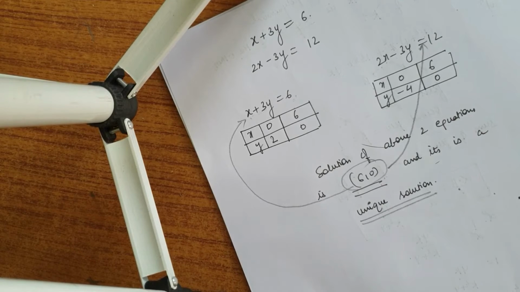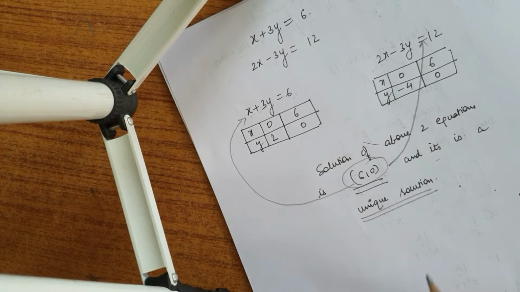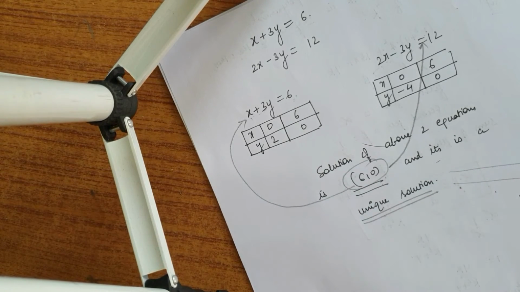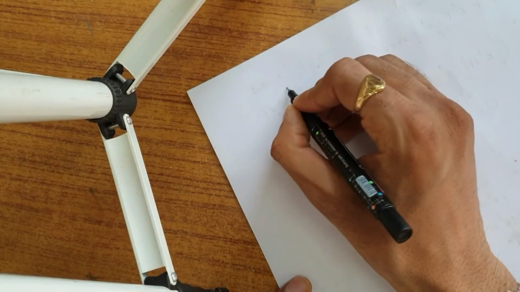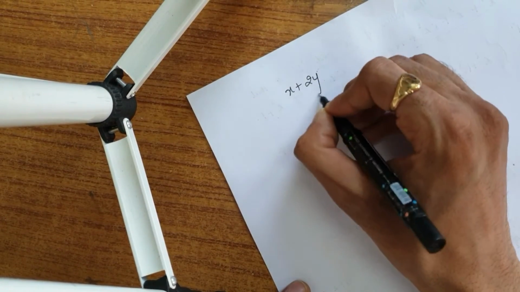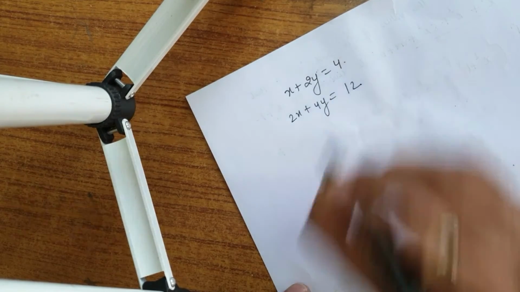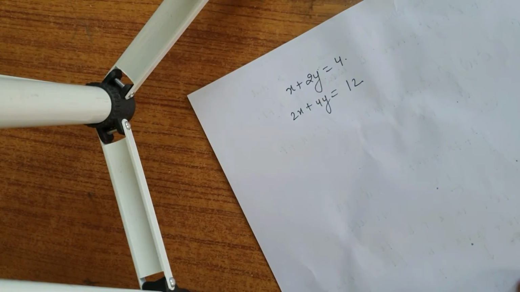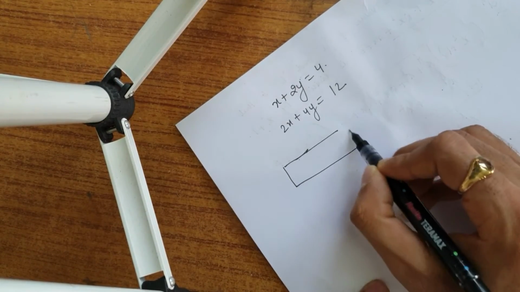Now we'll be discussing another example, where there is no solution. No solution means lines are parallel in nature. So we're discussing that. Next, suppose we have the equations x plus 2y equals to 4 and 2x plus 4y equals to 12. Suppose we have got these two equations. Again we'll do the same thing. We'll plot them one by one on the graph paper and let us see what we get.